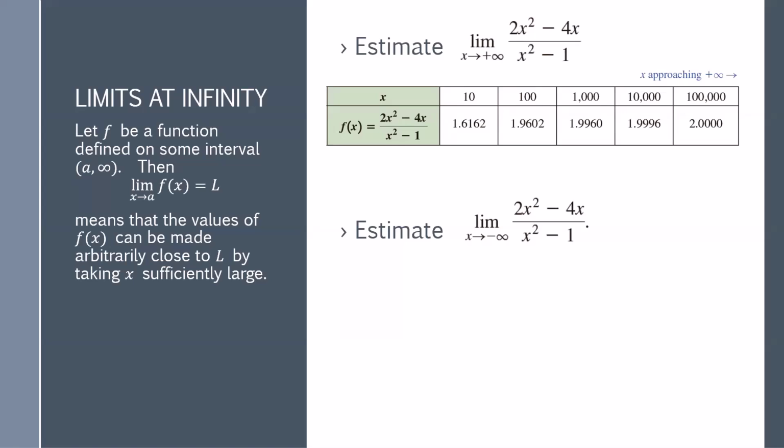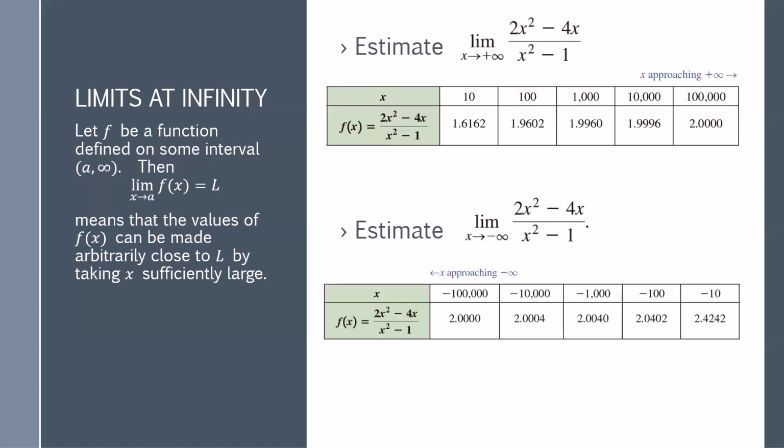Similarly, if we want to evaluate the limit as x goes to -infinity of 2x squared minus 4x over x squared minus 1, we would again, by table of values, start looking at x values that are getting smaller and smaller. So -10, -100, -1,000, and so on. Again, we notice the y values getting closer and closer to 2. And so the limit as x goes to -infinity of 2x squared minus 4x over x squared minus 1 is going to be 2.